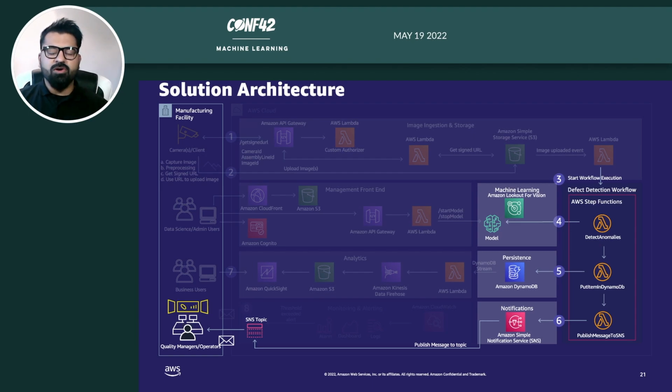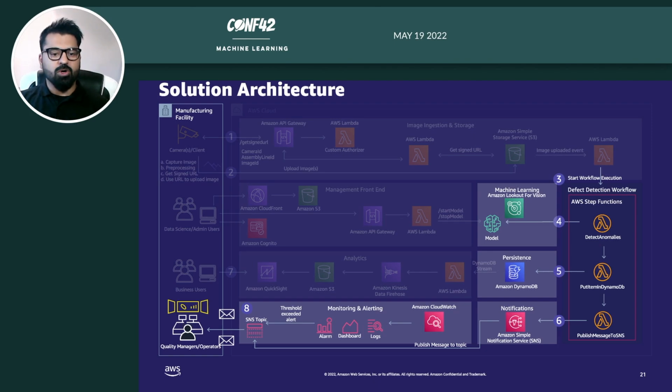And finally, from a monitoring and alerting standpoint, we use Amazon CloudWatch, which allows us to create alarms and dashboards, along with providing a single pane of glass for looking at logs that are generated by our serverless application. So the various Lambda functions that we have here will generate some logs, and we can visualize them via CloudWatch. Importantly, we can also create alarms, such as if the number of defects exceed a certain threshold, our quality managers or operators could be alerted accordingly.